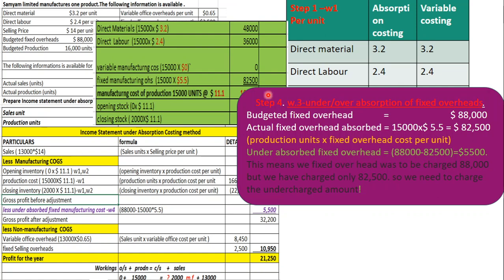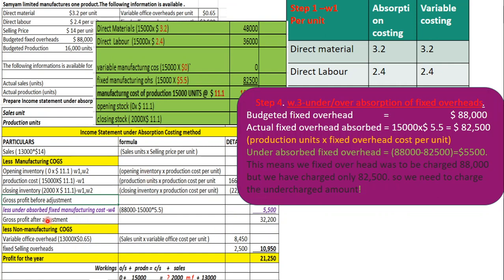Have you understood why we are deducting the under absorbed fixed manufacturing cost? It's because the budgeted fixed overhead is 88,000, while if you look up here in the fixed manufacturing overhead, we have charged only 82,500 in our income statement, which means we have charged less. So that's why the undercharged amount is being charged or deducted.